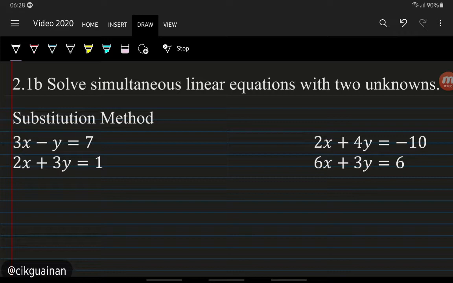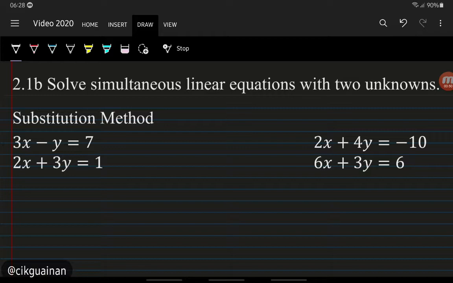In this video, I would like to share with you how to solve simultaneous linear equations with two unknowns by using the substitution method. In order to use the substitution method, we have to single out one of the variables first, and then we substitute it into the other.